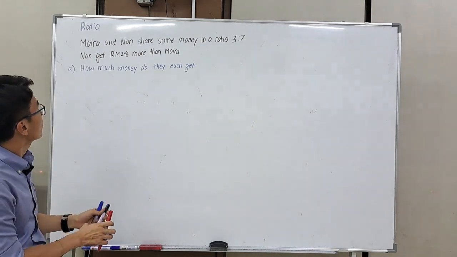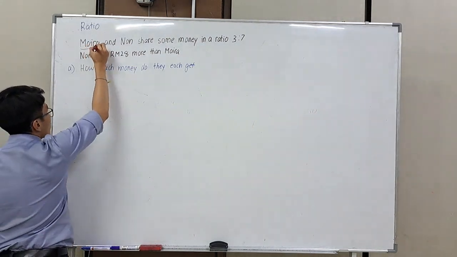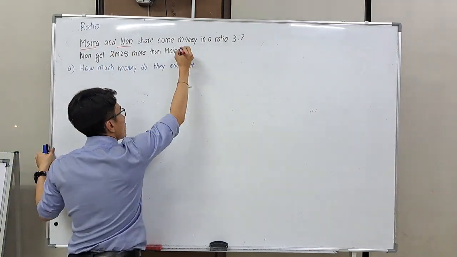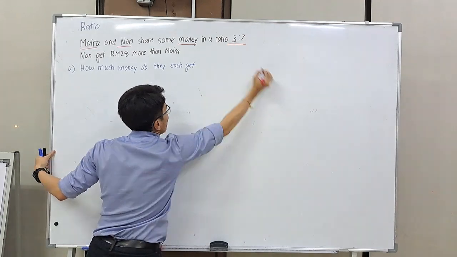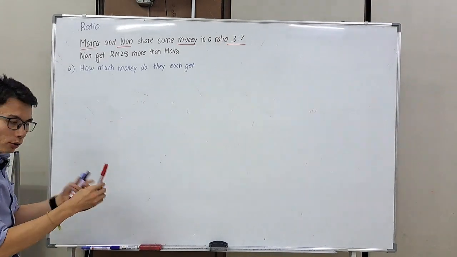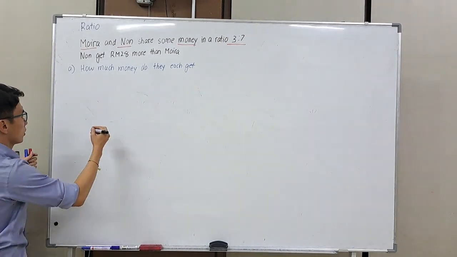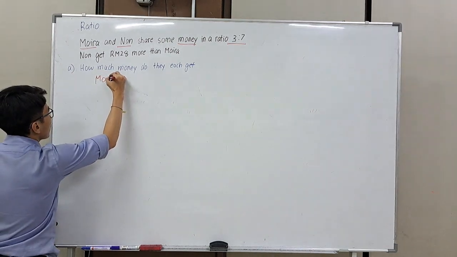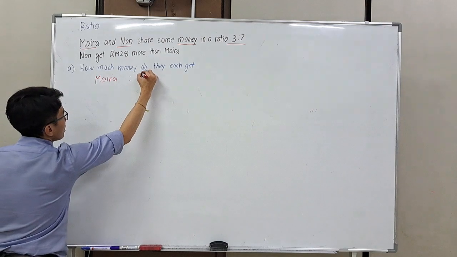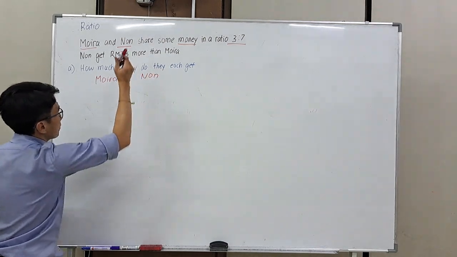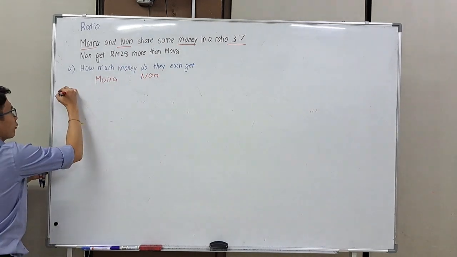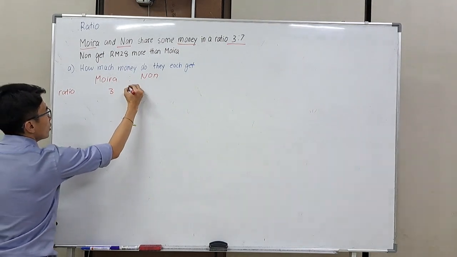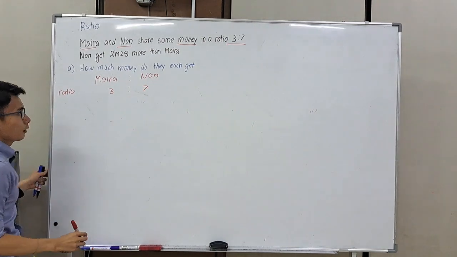First, I'm going to underline. What do I see? I see Moira and Non. They are two people who share some money in this particular ratio. So let me write down all this information. There is Moira and there is Non, which are the person names. And I have my ratio here. It's 3 to 7.